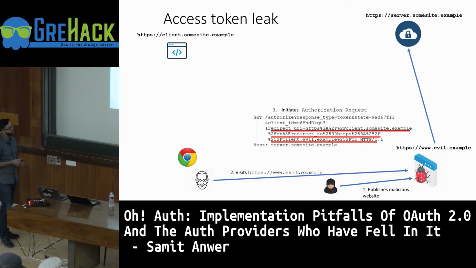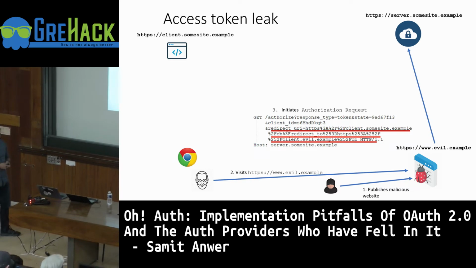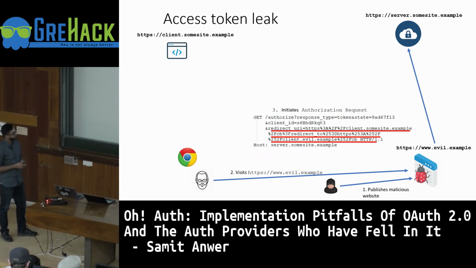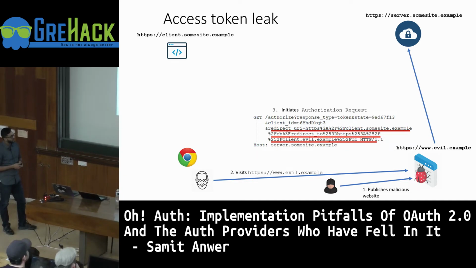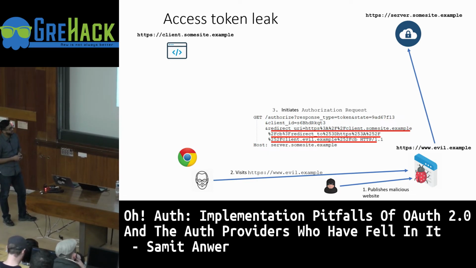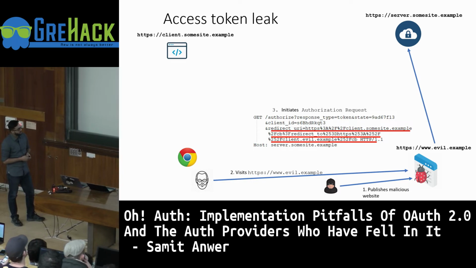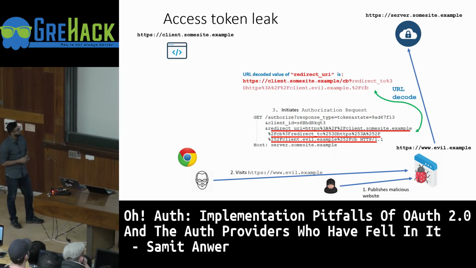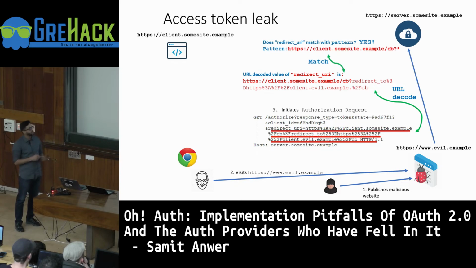Now, once the victim visits it, the malicious website generates an authorization request which contains the redirect URI, and it is the client's genuine redirect URI followed by the redirect_to parameter with the attacker's domain in it, client.evil.example. So if you decode this URL, you will get client.somesite.example/cb?redirect_to=client.evil.example. And once this request reaches the auth server, the server matches it with the pattern that was registered, and the pattern was exactly the same, client.somesite.example/cb?. And this pattern matches this particular value.